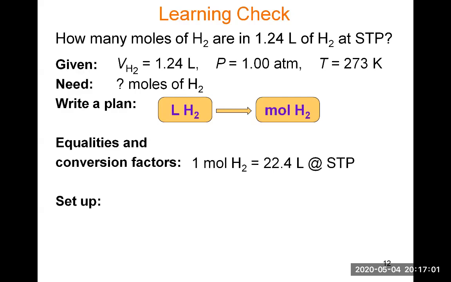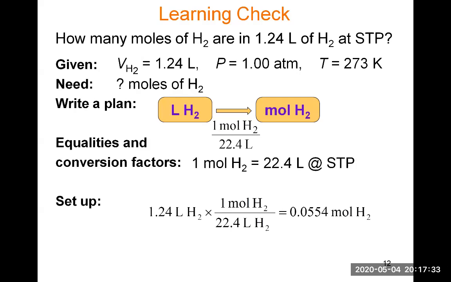So knowing that we start with a volume in liters, you want to have the liters of the equality in the denominator when you write the conversion factor from that. So you want 22.4 liters in the denominator and 1 mole in the numerator. This way you will cancel the starting unit and get a number of moles, which is what you want. So when you set up the whole calculation, it looks like this.